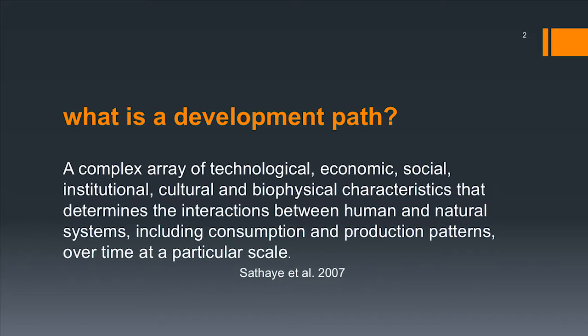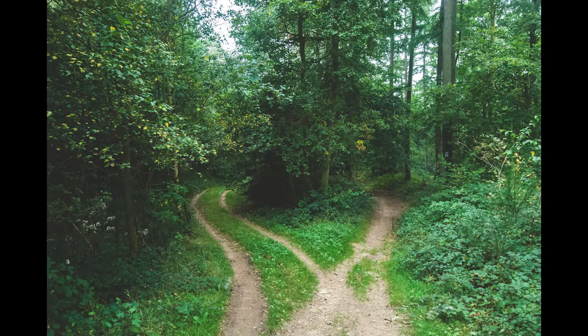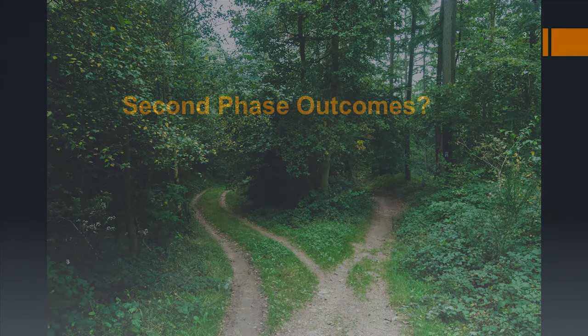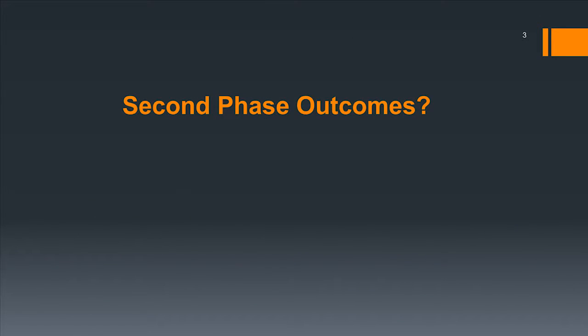A complex array of technological, economic, social, institutional, cultural, and biophysical characteristics that determines the interactions between human and natural systems, including consumption and production patterns over time at a particular scale. So it is certainly going to be difficult to determine what constitutes change in a development path, given the complexity and the number of actors involved in trying to change those. So in terms of second phase outcomes, and nobody's going to be surprised by this, unpacking change is difficult.